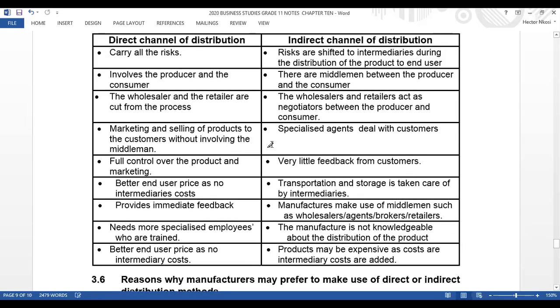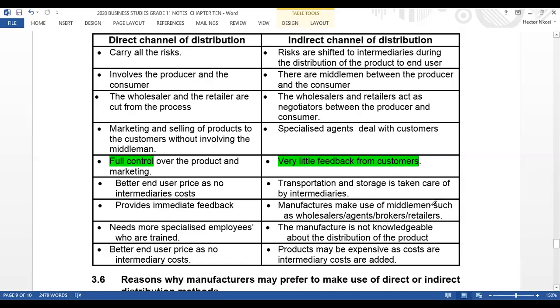Then the marketing and selling of, okay, we've already covered this one. There is full control over products and marketing. So, very important point, here there's full control, right? Here, there's very little feedback from the customer. The better end user price has no intermediary costs. Transportation and storage is taken care of by intermediaries. Also here, it provides immediate feedback.